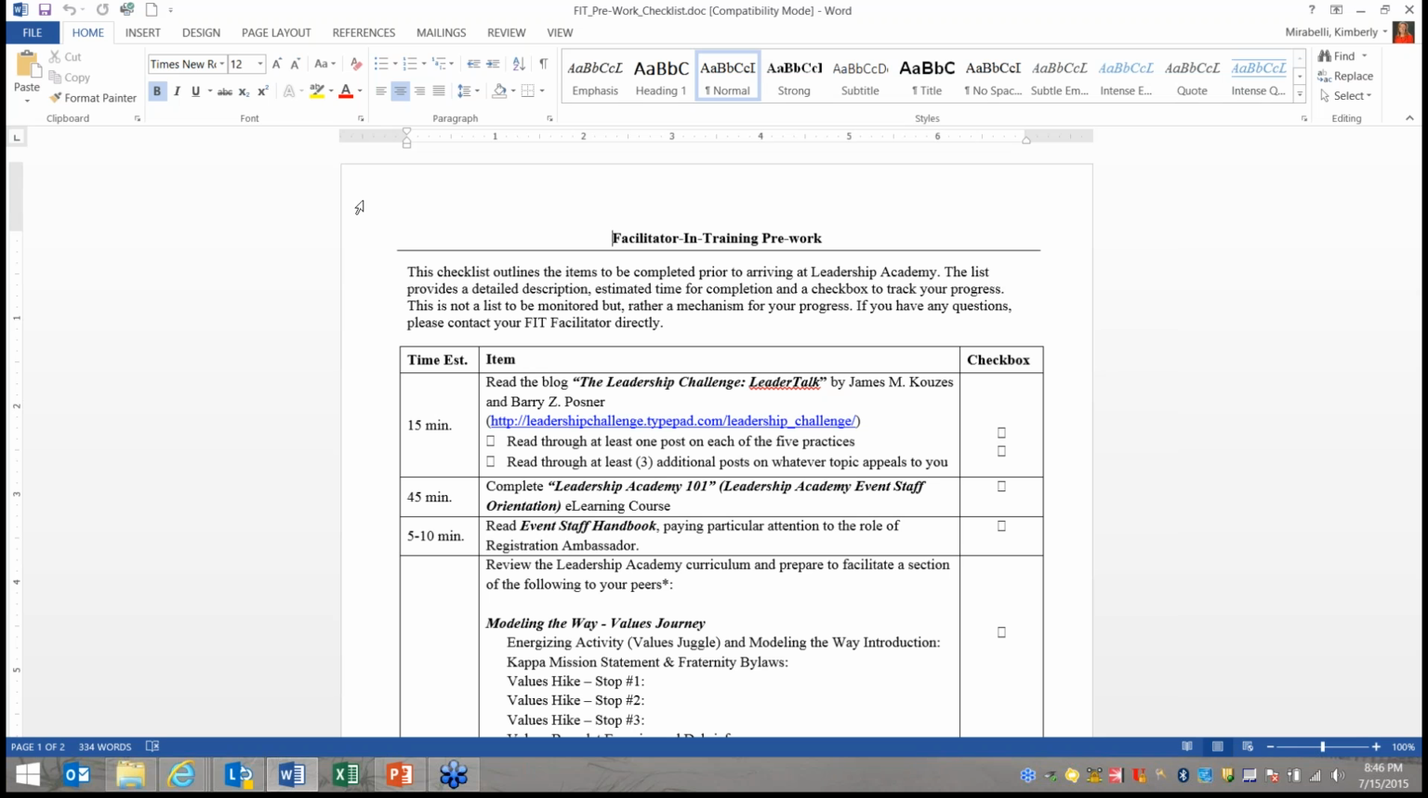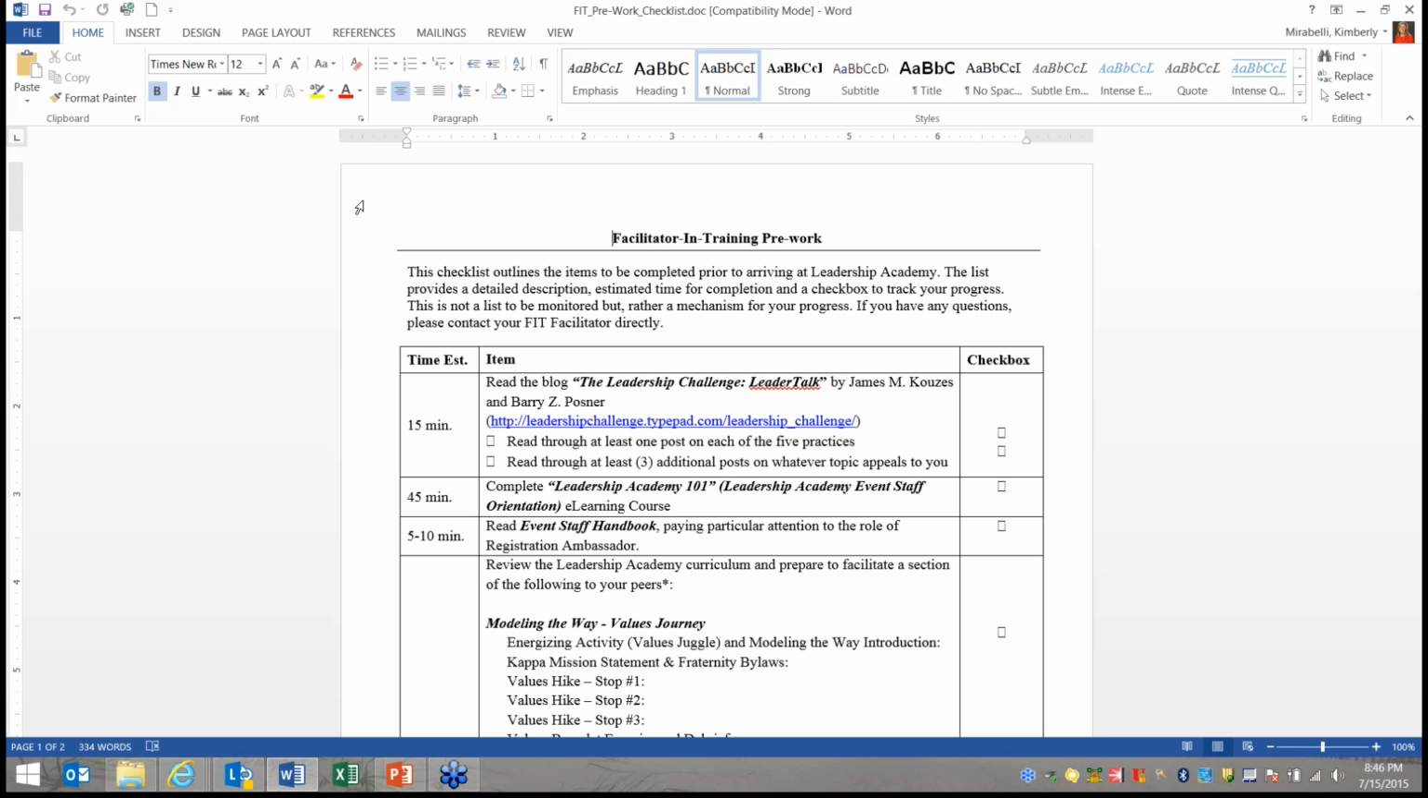The next thing we need you to do is to go through Leadership Academy 101, and that's the event staff orientation. So it will be different than what you took as a participant. That takes 45 minutes. Then read the event staff handbook.